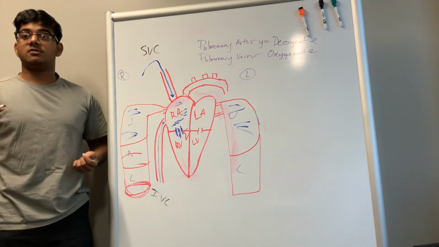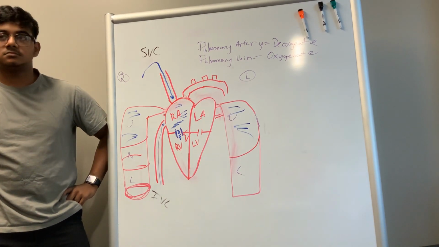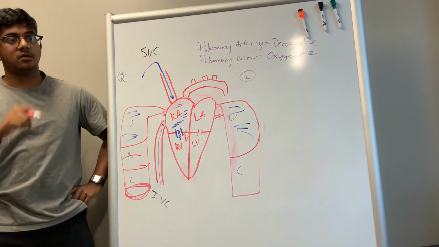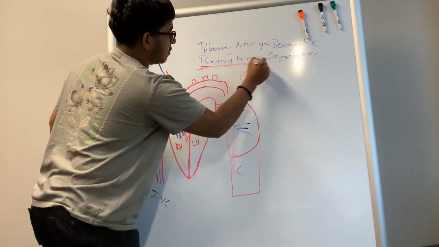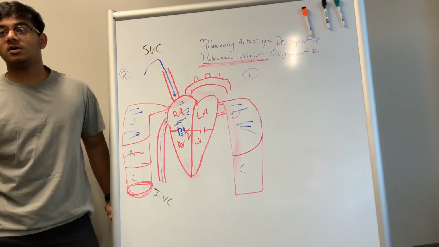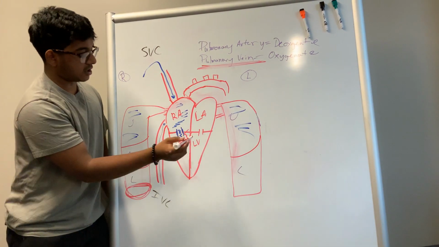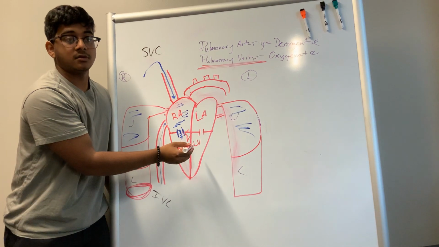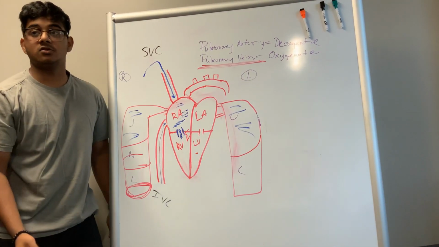Where is it going to go now? Left atrium, through the pulmonary vein. Pulmonary vein, right here. It's the only vein in the world that carries oxygenated blood. Now it's in the left atrium. It's going to go where? The mitral, or bicuspid, valve, into the left ventricle.